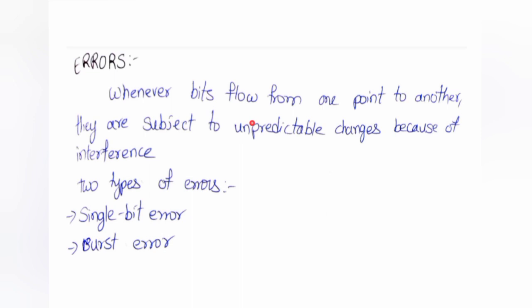Whenever the bits flow from one point to another, they are subject to unpredictable changes because of interference or noise. So when the message is passed from one device to another in the communication network, due to unpredictable changes like interference, the data may be lost or corrupted in the message. That is called an error. The change of bits while transferring the data is called an error. There are two types of errors, that is single bit error and burst error.